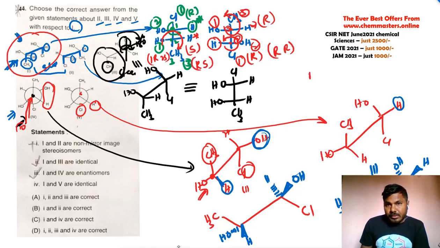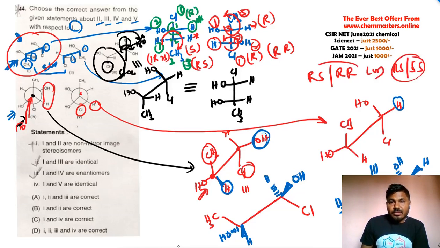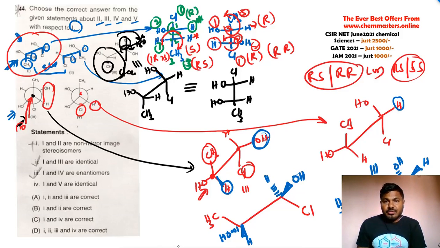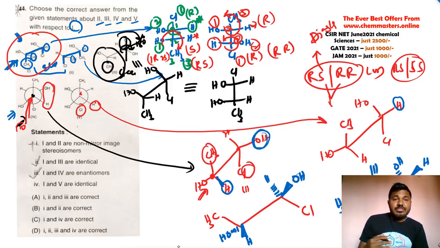We know that RS and RR, in these two conformations, are simply diastereomeric in nature. They are diastereomers. They are not going to relate with any mirror plane. So what is the definition for a diastereomer? Simply, the non-superimposable non-mirror images are diastereomers. So here the first statement is given as 1 and 2 are non-mirror image stereoisomers.